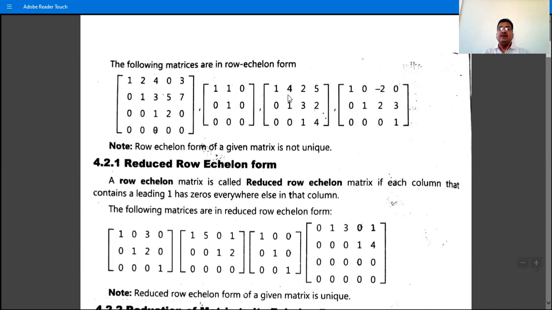And so these are the examples of row echelon form. And the note is, the row echelon form of a given matrix is not unique. That is, if we have the row echelon form of any matrix, then the answer is not unique. The row echelon form of any matrix depends on your procedure. That is, the two answers of a row echelon form of a single matrix may be different.